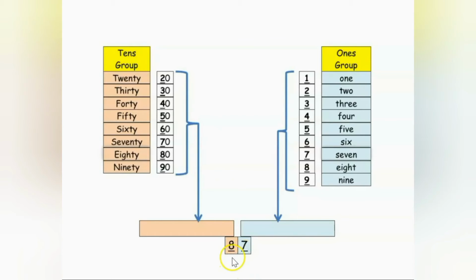7, 8. Ones group: 1, 2, 3, 4, 5, 6, 7. Tens group: 2, 3, 4, 5, 6, 7, 8. Become 80. So the number is 87.